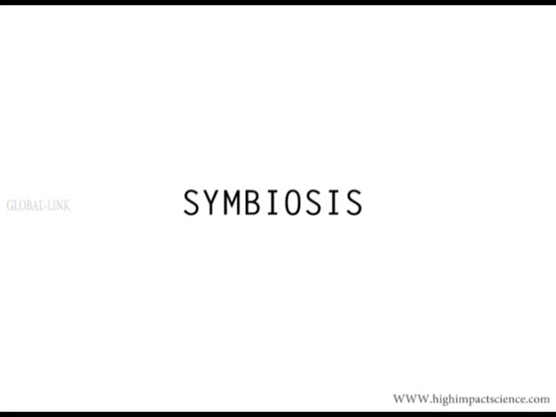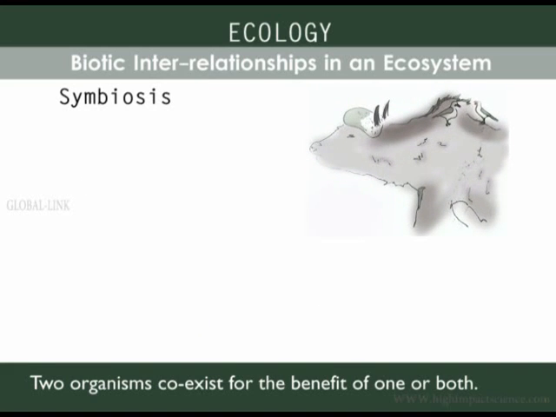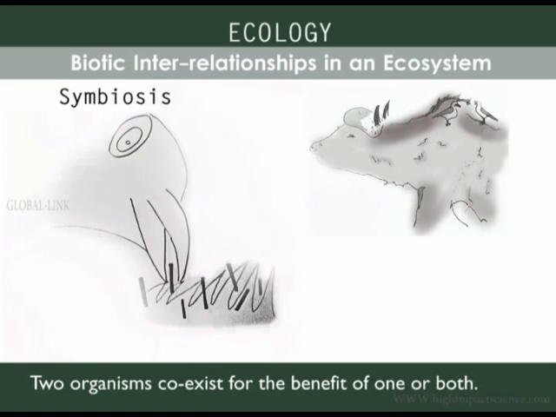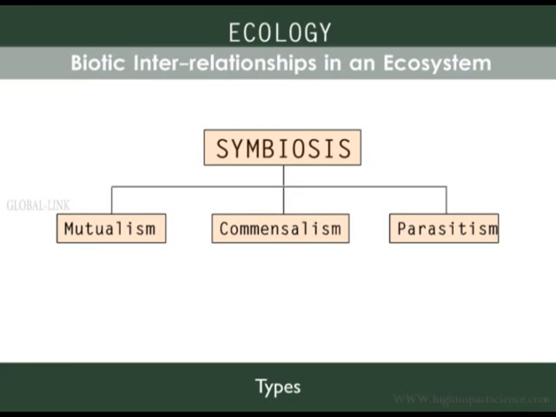Symbiosis is a kind of interaction between organisms of different species in which the two coexist for the benefit of one or both of them. The two organisms are called symbionts. Symbiosis falls into three categories: mutualism, commensalism, and parasitism.